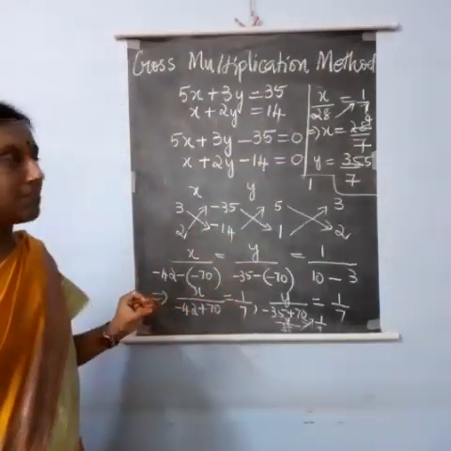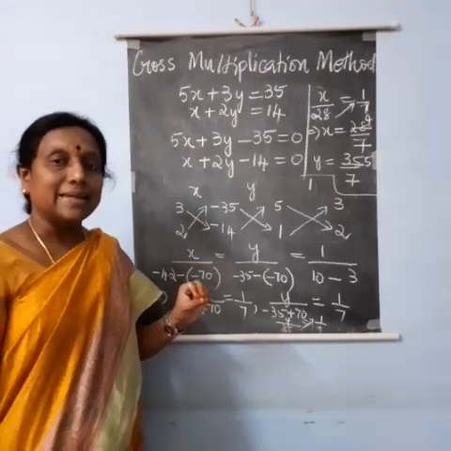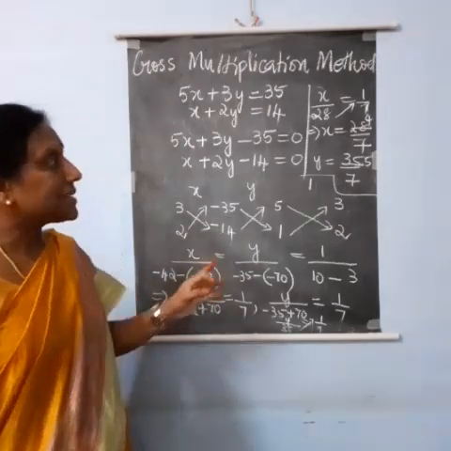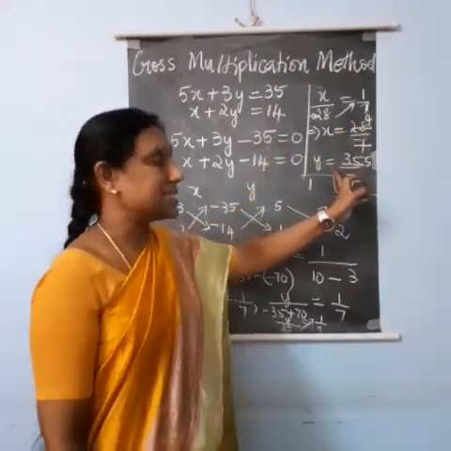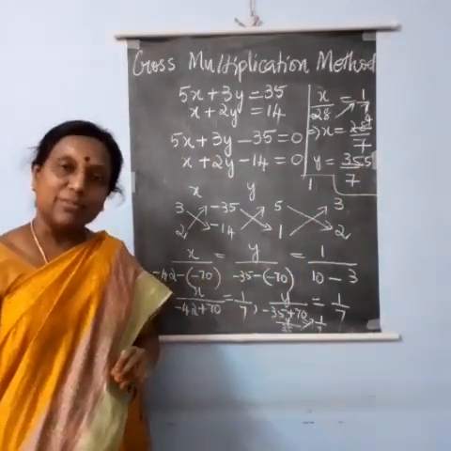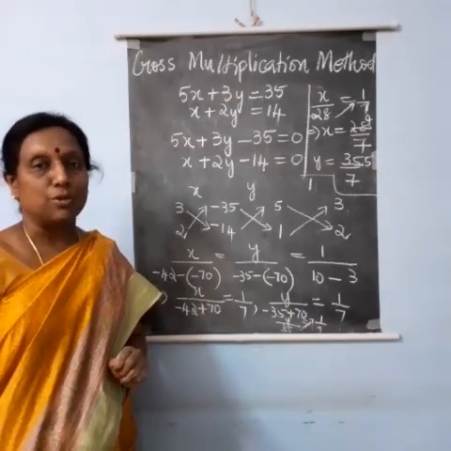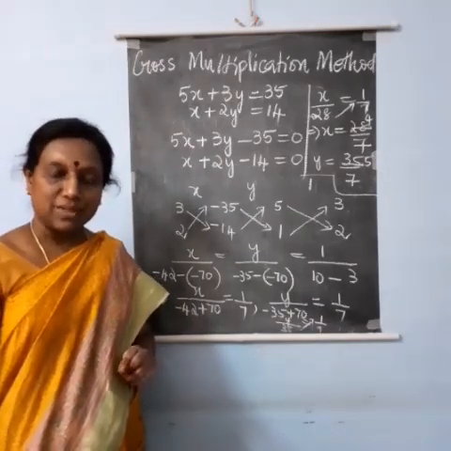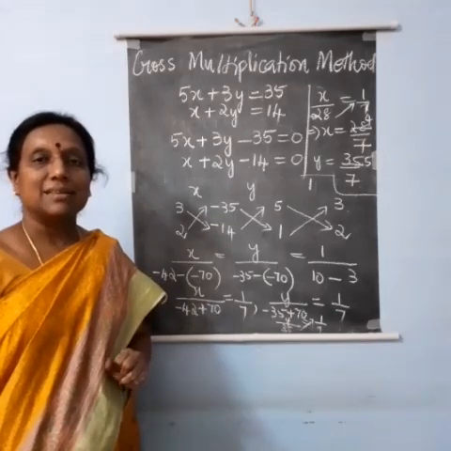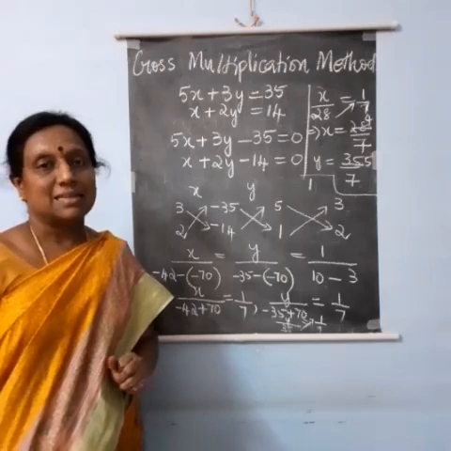So I have solved the pair of linear equations by the cross multiplication method and arrived at the answer x is equal to 4 and y is equal to 5. Have you understood this method, children? With practice, it will be quite easy and you will be able to score your marks. Understand? I have given a homework. Please try the sums that are given by the cross multiplication method and solve them.